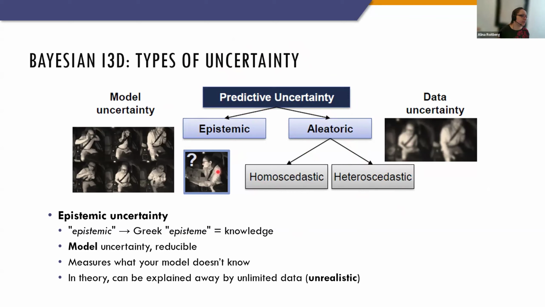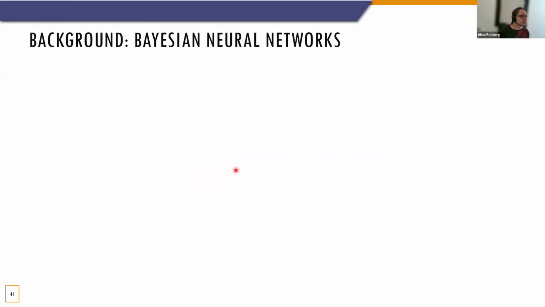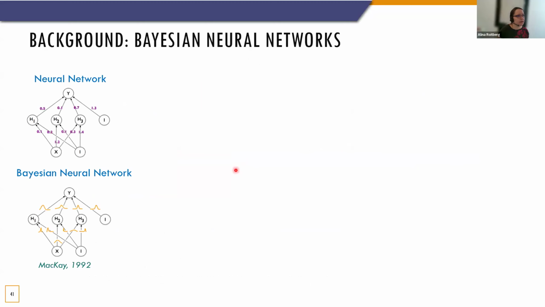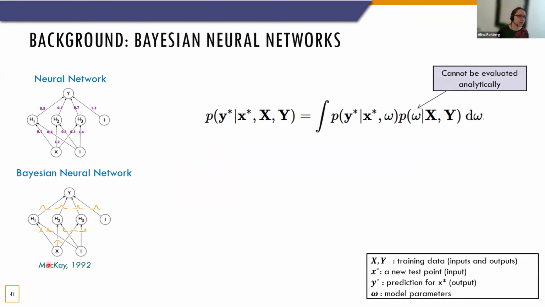Epistemic uncertainty is explicitly defined to be linked to what your model doesn't know. So in theory, it can be 0 if we have unlimited training data. One very good framework to model epistemic uncertainty are Bayesian neural networks introduced by McKay, which basically place distributions on all weights. So the outputs also become distributions. The problem with Bayesian neural networks is that the inference is very computationally expensive. The predictive probability would be obtained by integrating over this whole parameter space, and this is computationally intractable.